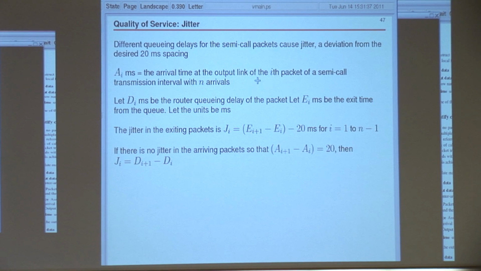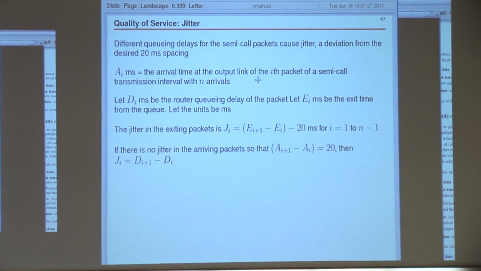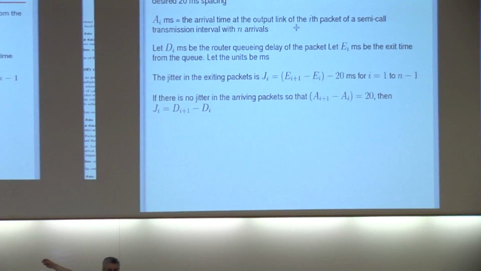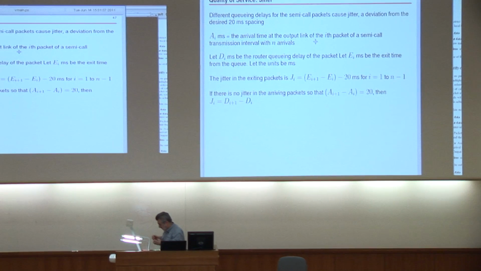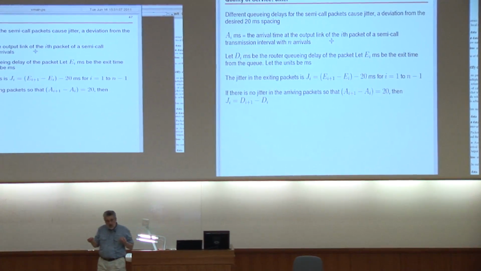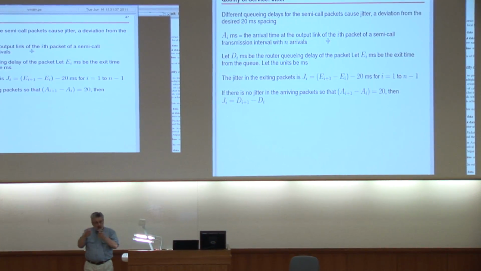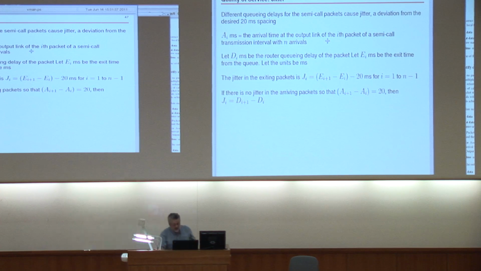So during a transmission interval, packets are separated by 20 milliseconds. When they get to the other side, you want those to be relatively close to 20 milliseconds. But because they're experiencing delay as they go along, oh, I have to define jitter, don't I? Actually, sorry. OK, what is jitter?